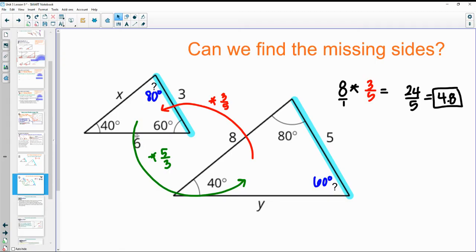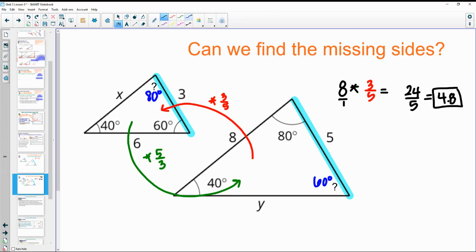Or if we were going to look for this one, this is in the bigger triangle. We have the smaller length. We should be able to take that smaller length 6 and multiply it by the scale factor that brings the little one to the big one, which was 5/3. That would equal 30/3 or 10.